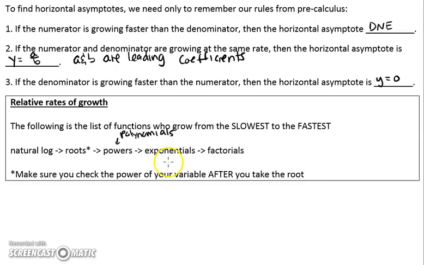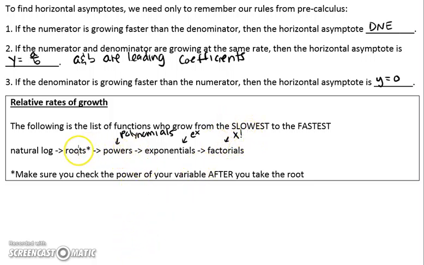Then we have exponential functions, which is generally going to be e to the x. It could be like 3 to the x power. That's still an exponential, but generally we're going to see stuff like e to the x. And factorials, so stuff like x factorial. We're going to deal a lot with these things later on in the year, but it might show up on a multiple choice question about horizontal asymptotes.